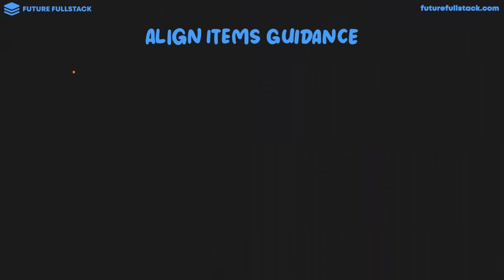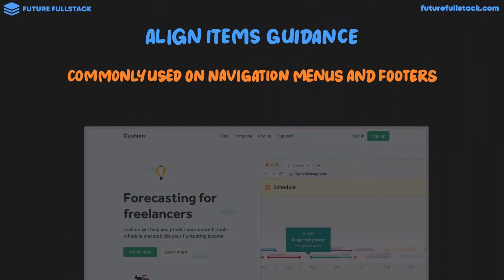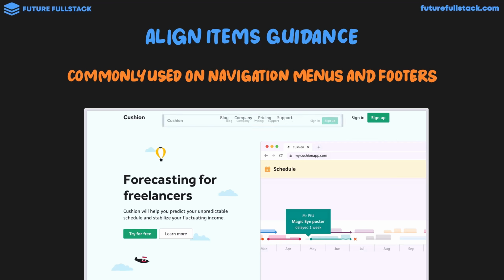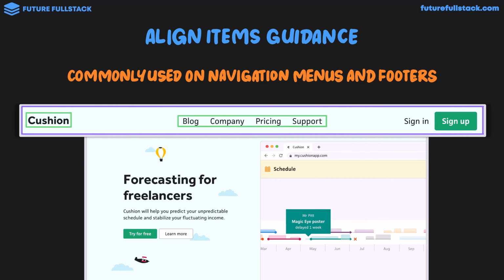Align items is commonly used on navigation menus and footers. Looking at this page over here, I'm going to zoom into the navigation bar. The navigation bar is a flex container. The logo on the left is a flex item. The anchor tags in the center are also flex items, and the anchor tag and button on the right are also flex items.